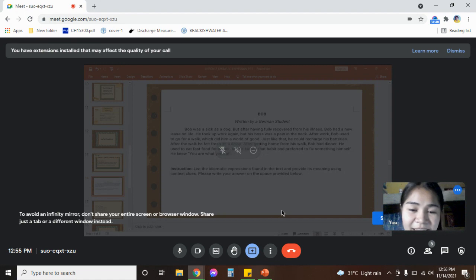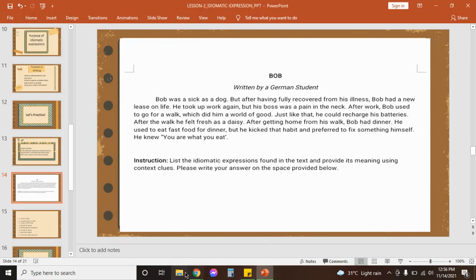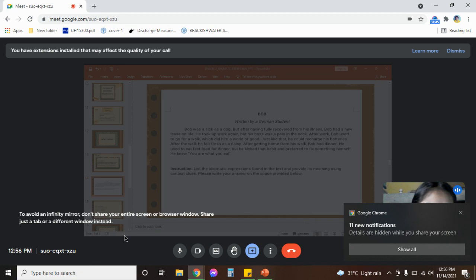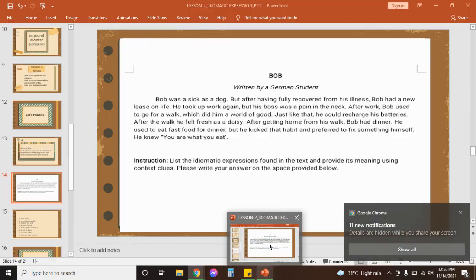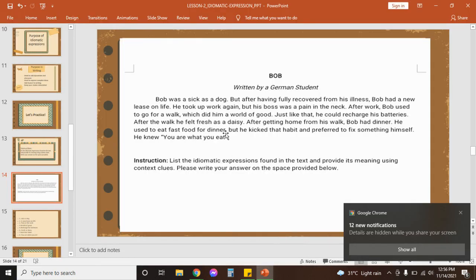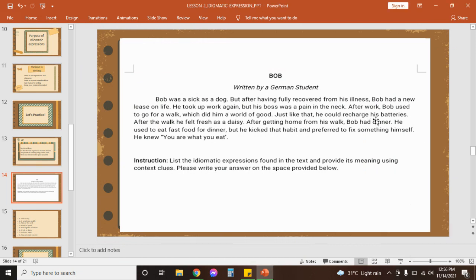Yes. Okay, let's see if it's still recording. Oh, it's still recording. Okay, let's proceed to sentence number 3. Okay, can you read it? After work, Bob used to go for a walk, which did him a world of good. What do you think is the idiomatic expression here in sentence number three?